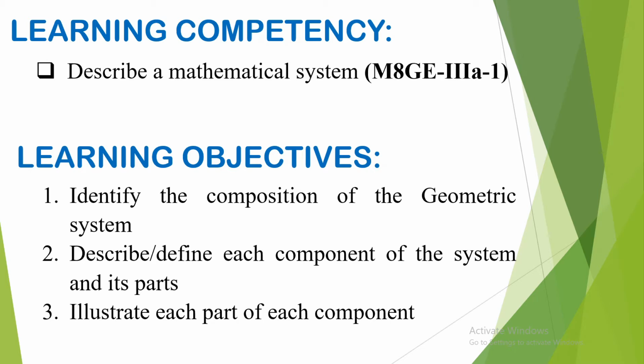These are the learning objectives. Identify the composition of the geometric system. Describe or define each component of the system and its parts, and illustrate each part of each component.